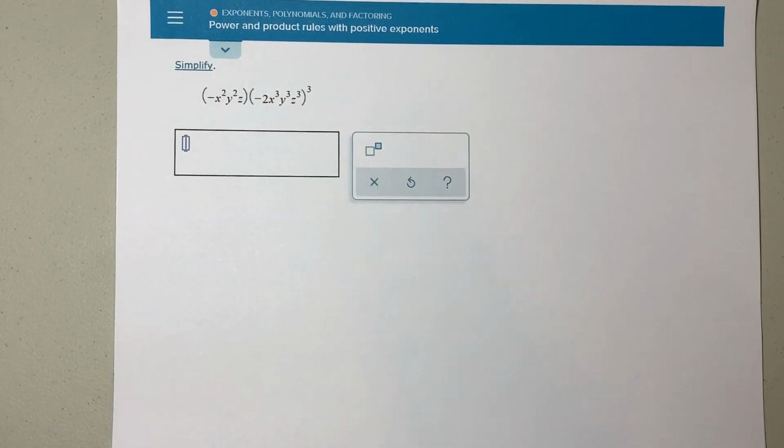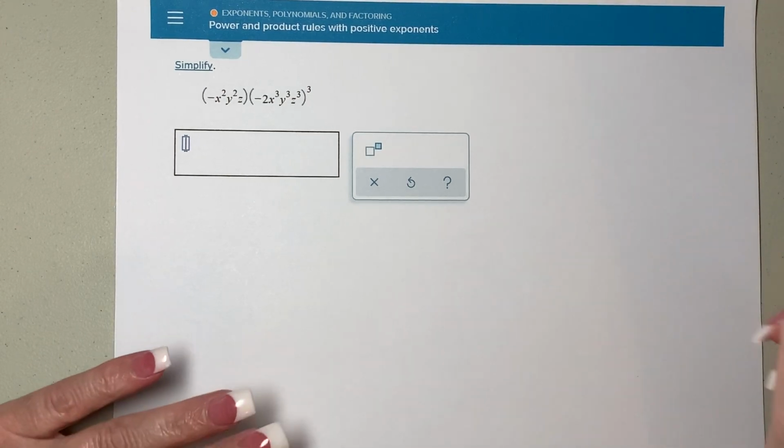Power and product rules, let's see. The power and the product rules. Power rule.